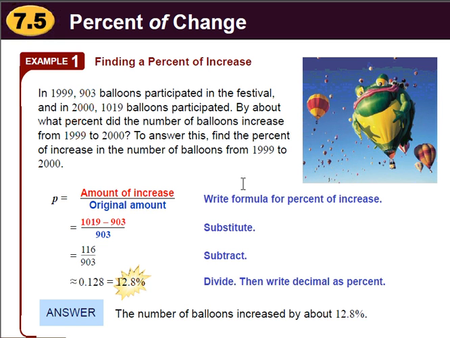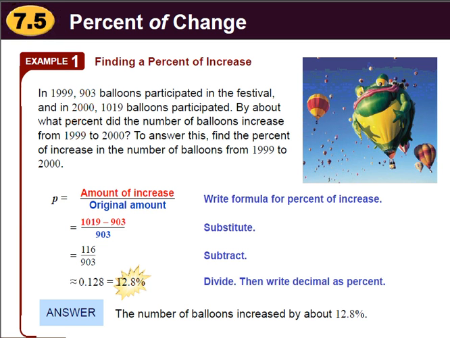Okay, so a first example is a percent of increase. And this is a percent of change, and increase, remember, is the difference. It has increased from the original amount. In 1999, 903 balloons participated in the festival, and in 2000, 1,019 balloons participated. By what percent did the number of balloons increase from 1999 to 2000? To answer this, find the percent of increase in the number of balloons from 1999 to 2000.